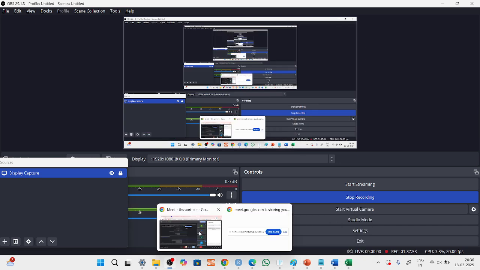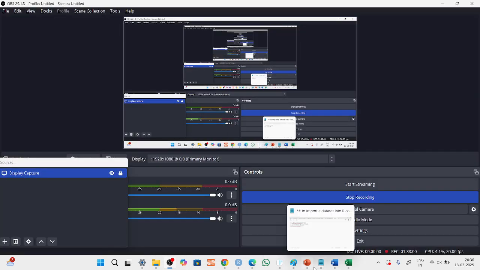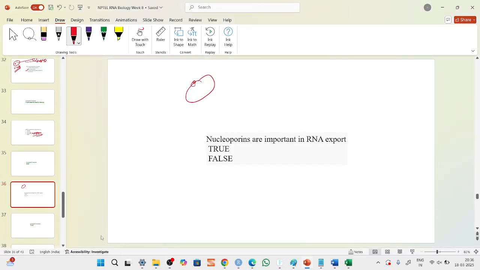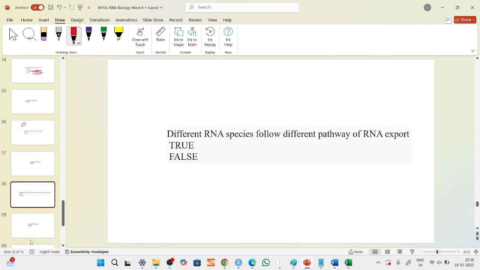Okay. Now we come to the next question. Now we'll try to answer them quickly because I don't think that there is any need of giving time to you. Different RNA species follow different pathways of RNA export. True or false? Think.